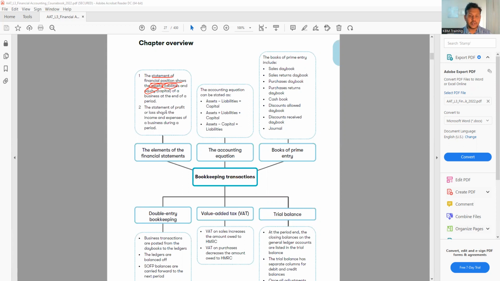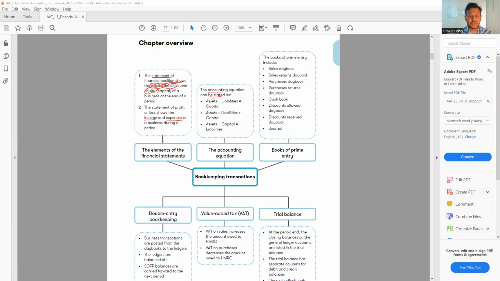And on the profit and loss account, we see income and expense. So if I see something relevant to income and expense, that means it belongs to the profit and loss account. And if I see something is asset, liability, or equity, then it belongs to the statement of financial position. On the other hand, we'll see the accounting equation.